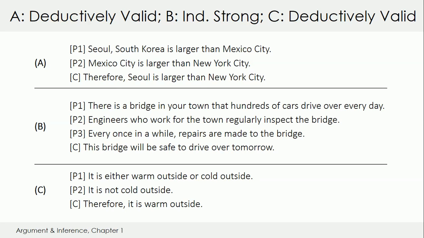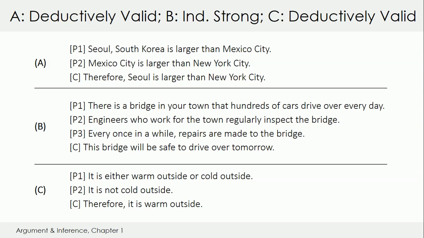All right, B. Premise 1, there's a bridge in your town, hundreds of cars drive every day. We did that before. So it's inductively strong. So it's invalid, and it's an inductive argument, and it's a strong argument. That's the one I had the wrong answer for in the beginning, a few slides ago. So yeah, it's invalid, inductively strong.